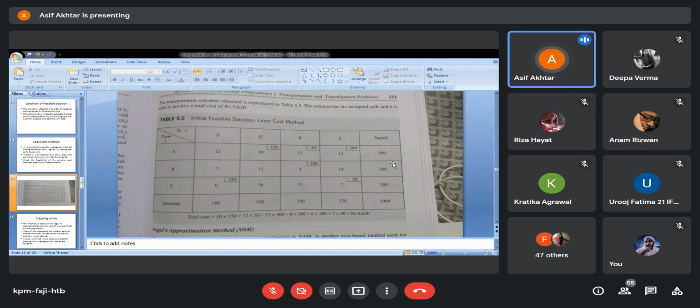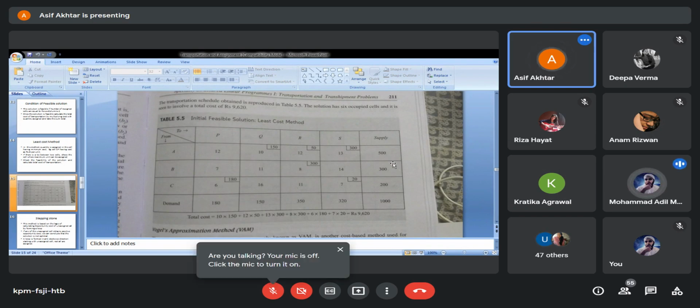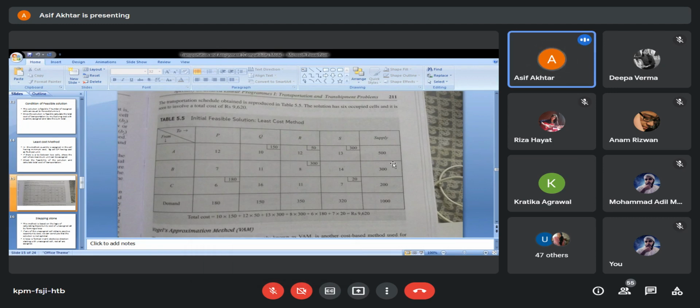The point is that we applied the rule that the number of assigned cells is equal to rows plus columns minus 1. How many assigned cells do we have? 6. How many rows? 3. So 3 plus 4 minus 1 is 6. 6 equals 6, that is, left hand side is equal to right hand side. So the condition is satisfied. Now when the condition is satisfied, we can conclude that the solution obtained is the initial feasible solution.